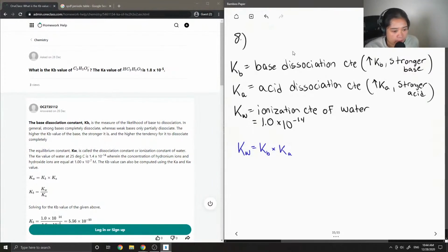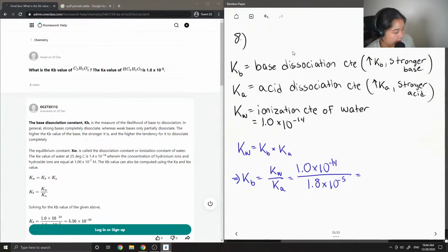So if we wanted to solve for the Kb value, it will just be Kb is equal to Kw divided by Ka. So the Kw value we know is 1.0 times 10 to the negative 14. And our Ka value is given. It is 1.8 times 10 to the negative 5. Okay, so if we divide the two, we get a Kb value of 5.56 times 10 to the negative 10.